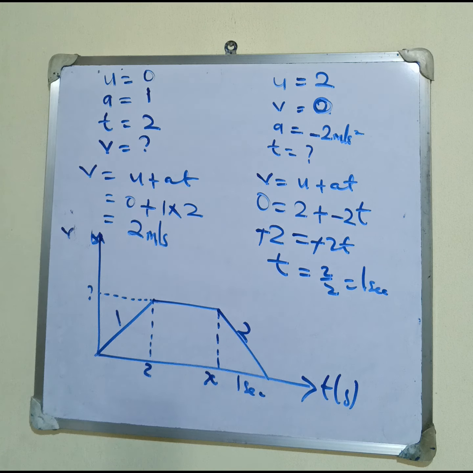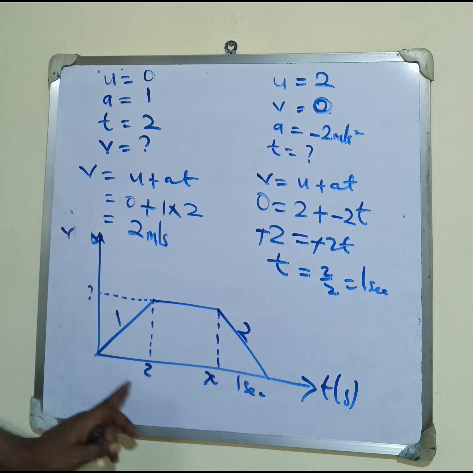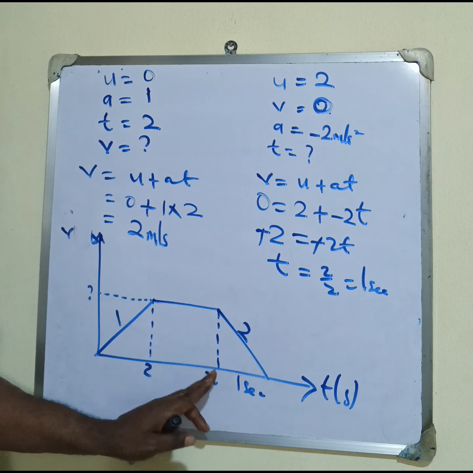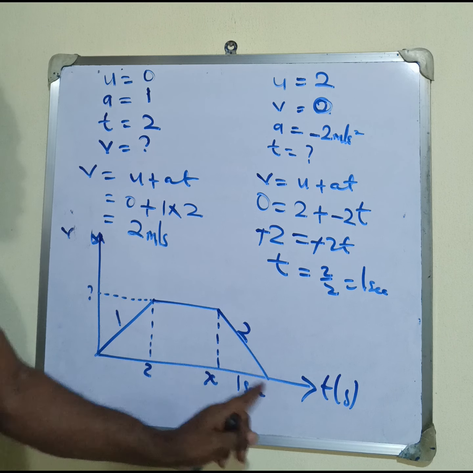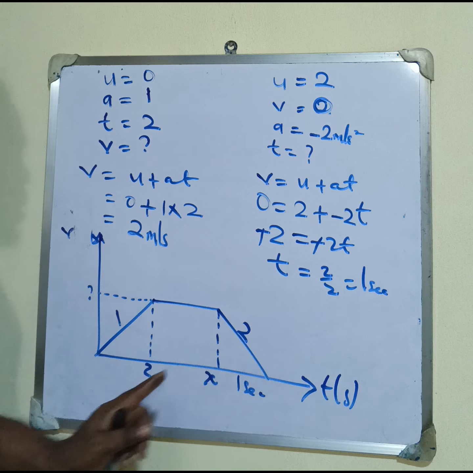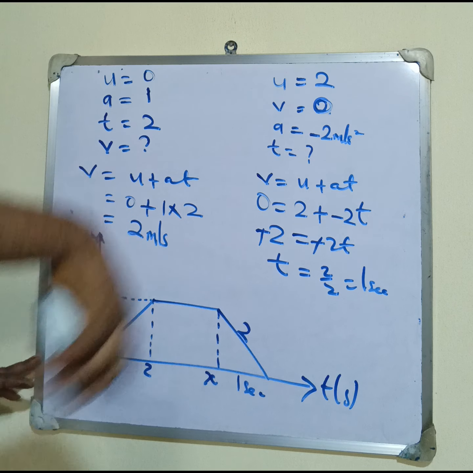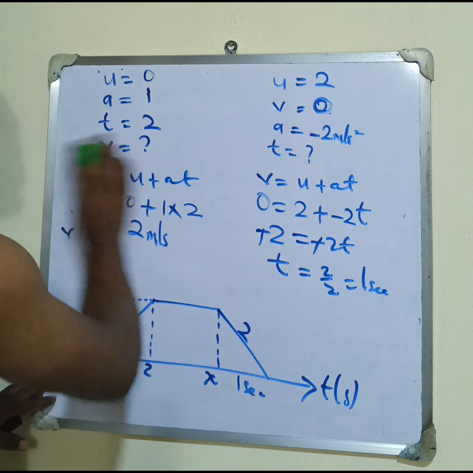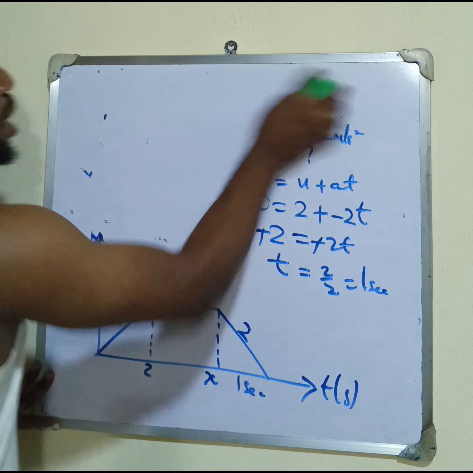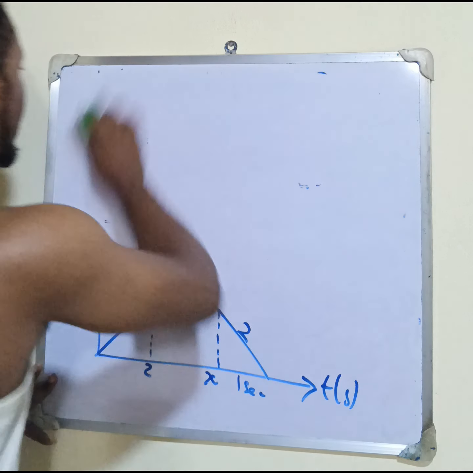Don't forget, our target is to determine the total time taken for the journey. So since we have from here to here 2, and from here to here is x, but we have the last part of the journey, 1 second was spent there. Then we can use the formula for total distance cover to figure it out. So let's go there now.